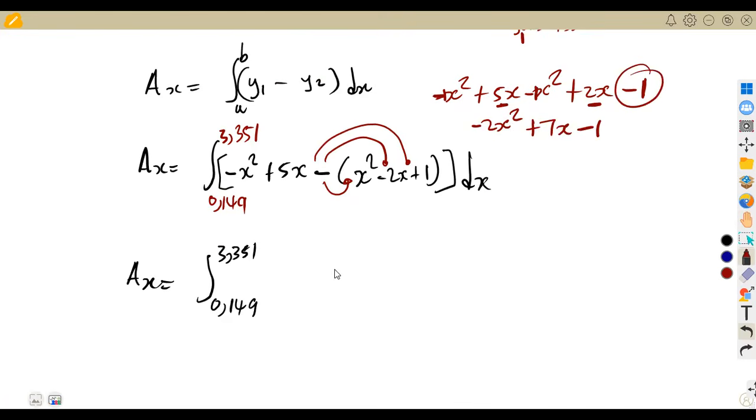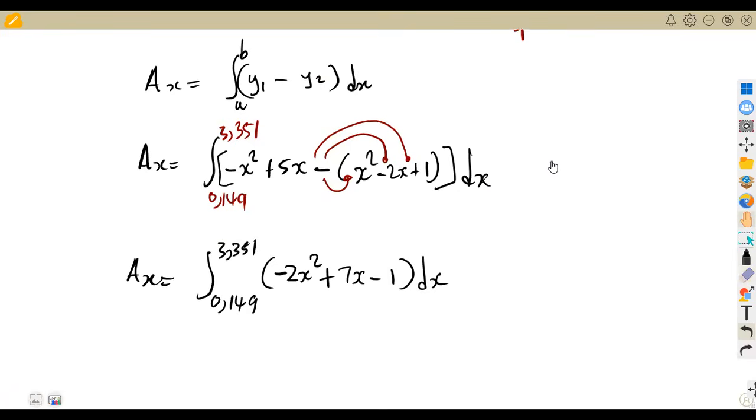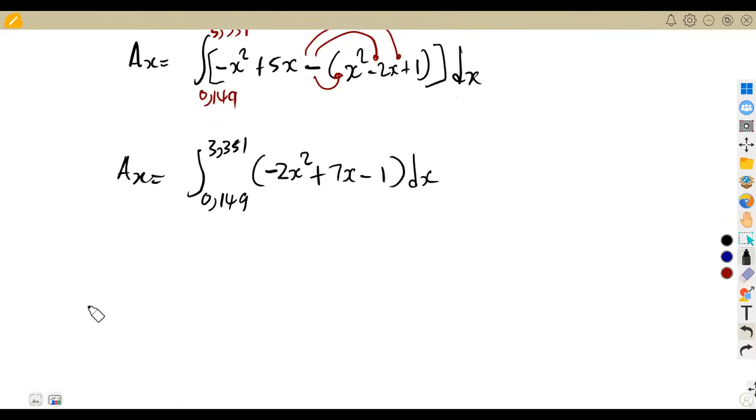So meaning to say the whole of this part that we are seeing is going to give us negative 2x squared plus 7x minus 1 with respect to x. So this is the part that you are going to integrate. After that, you apply your limits that you have, the area in this case.